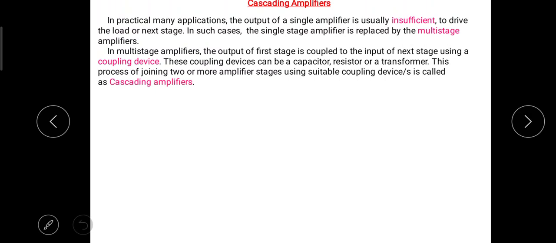In multi-stage amplifiers, the output of the first stage is coupled or connected to the input of the next stage using a proper coupling device. This coupling device can be a capacitor, a resistor, or a transformer. The process of joining or connecting two or more amplifier stages using a suitable coupling device is called cascading amplifiers.